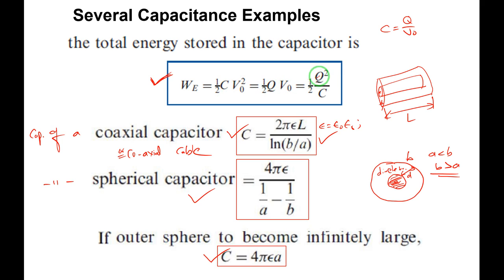Next, how do we get this equation? Substitute for V naught. What is V naught? V naught equal to Q by C. Substitute here: half Q square by C. So remember only this equation; the others you can derive by referring to this basic equation, right? So half C V naught square, where V naught is the potential difference between the plates and C is the total capacitance.